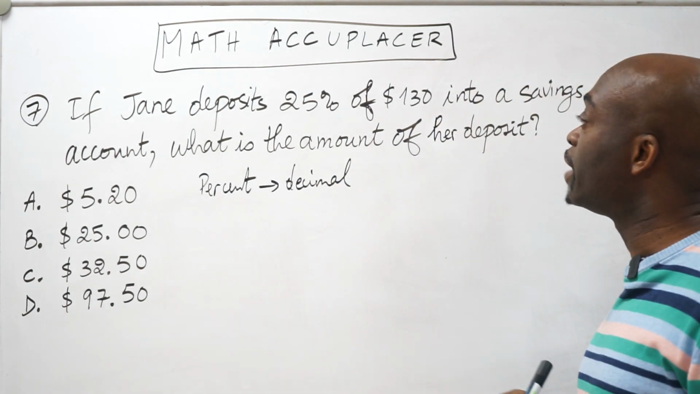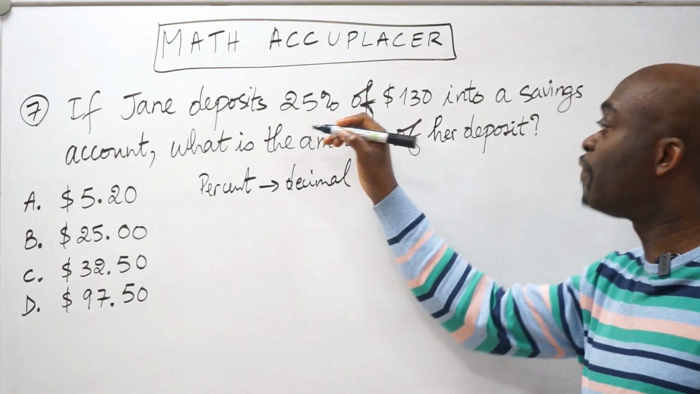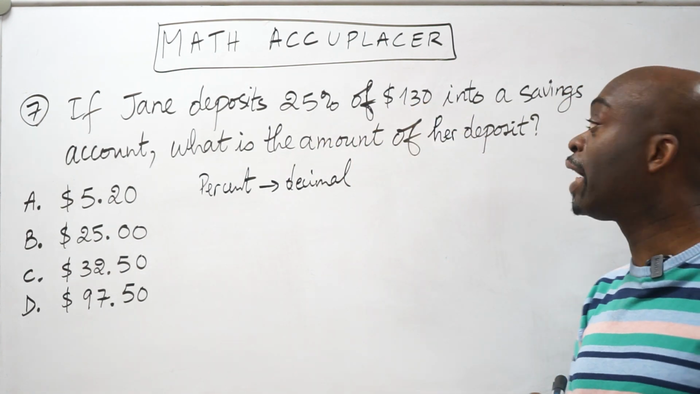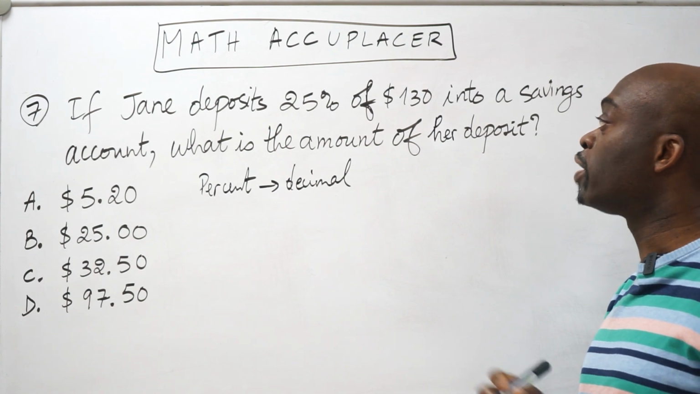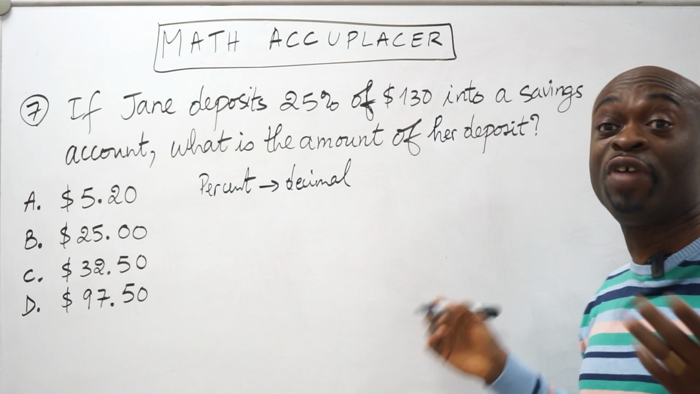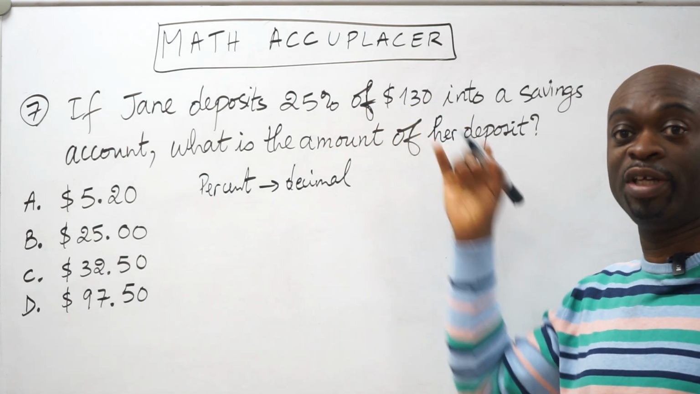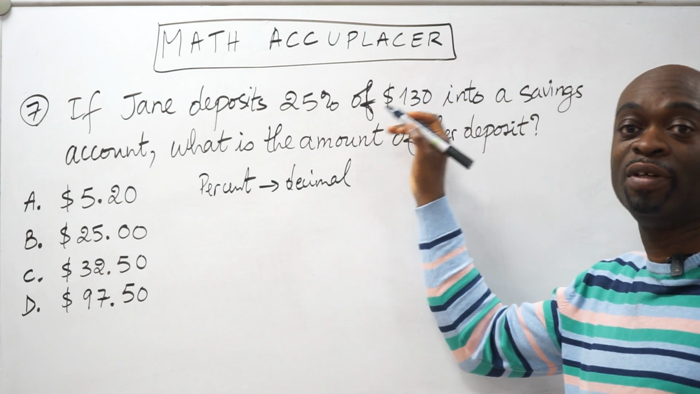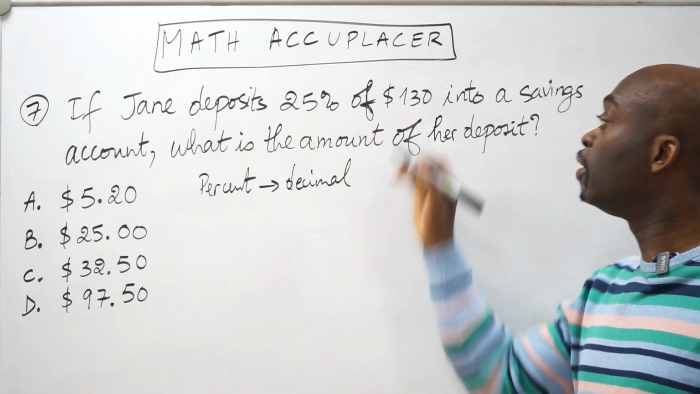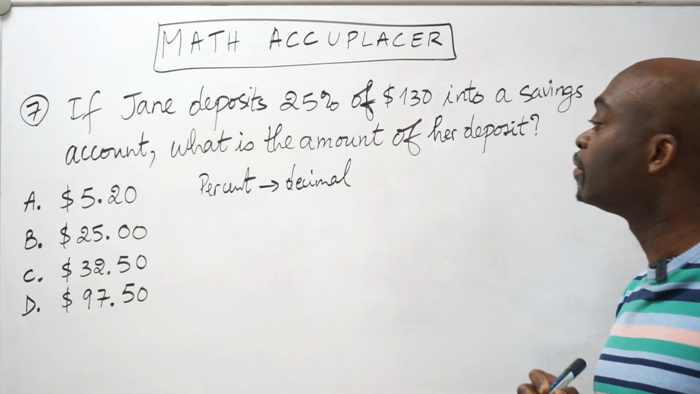Now, the other one is, what operation we're going to do? So that would be 25% times 130, okay? Imagine if it was 2%, that would be 2% times 130. If it was 50%, that would be 50% times 130, which would be a half of this one. So 25% means a quarter of 130, and to get that, we got to multiply, all right?